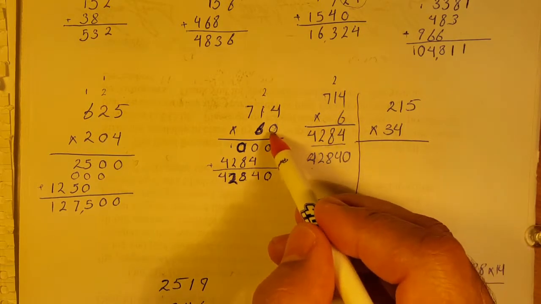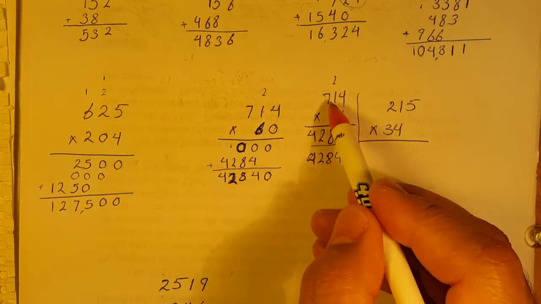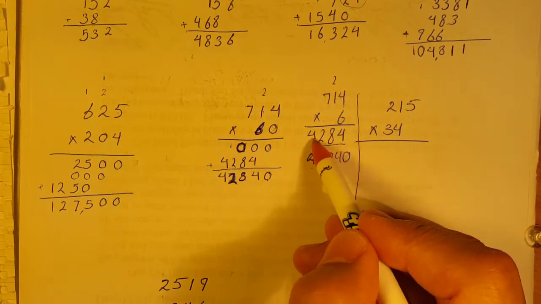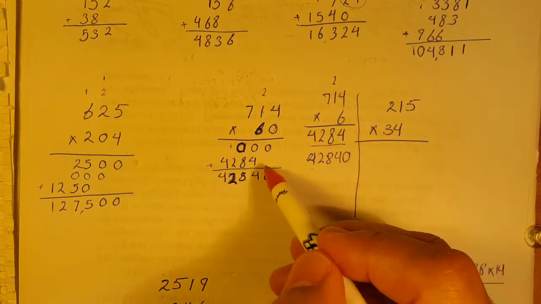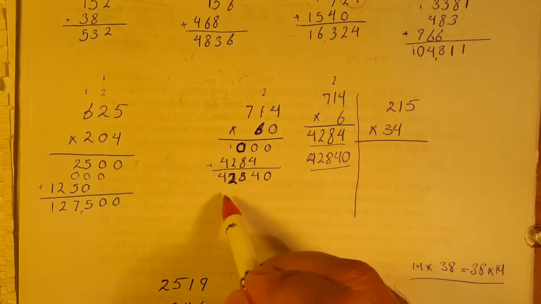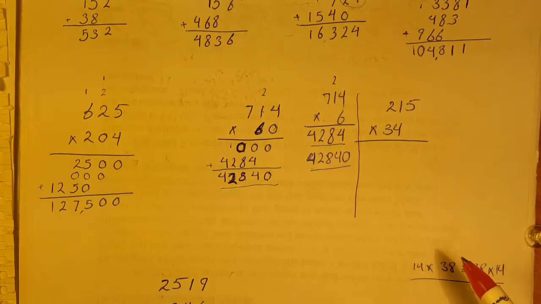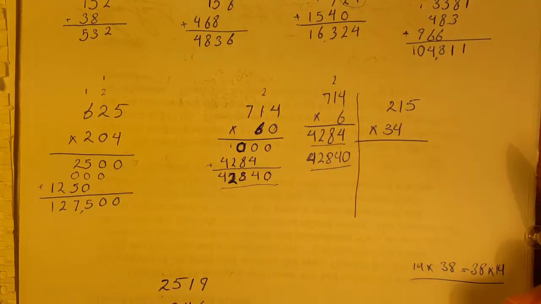And if I put the 0 aside and just times 714 times 6, the answer is 4284, and then we add the 0. So the answers are the same, which it should be.